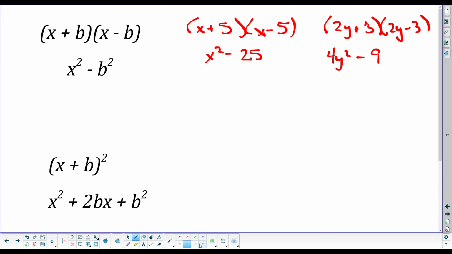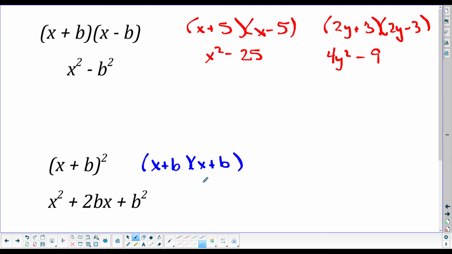The second one we're going to talk about is when we have a binomial squared. Remember, this is the thing that confuses a lot of people. A lot of people have a misunderstanding about this. This is not simply x squared plus b squared. This square doesn't work like this. This is really x plus b times x plus b. It's that binomial multiplied by itself.